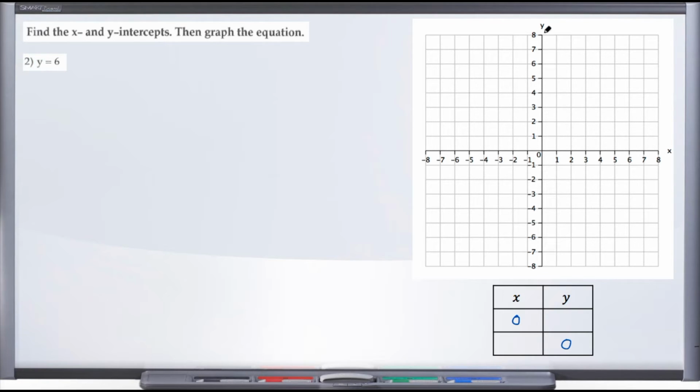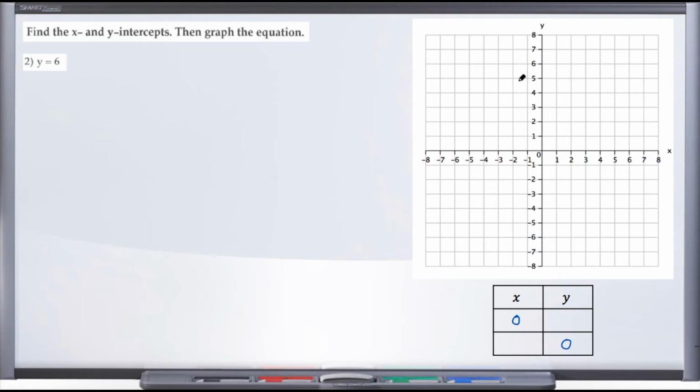The way that you can remember this is whatever variable you've been given is the axis that your line is going to go through. If we take a look here at our coordinate plane, we can see that we have our x-axis running horizontally and our y-axis running vertically. Because we've been given y equals 6, we know this line is going to cross the y-axis. Where is it going to cross the y-axis?